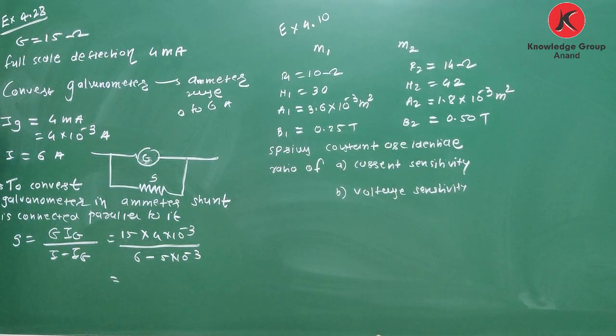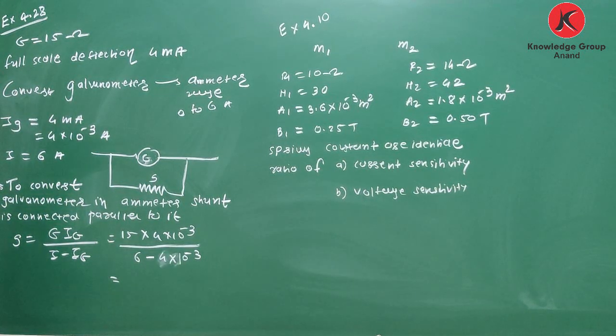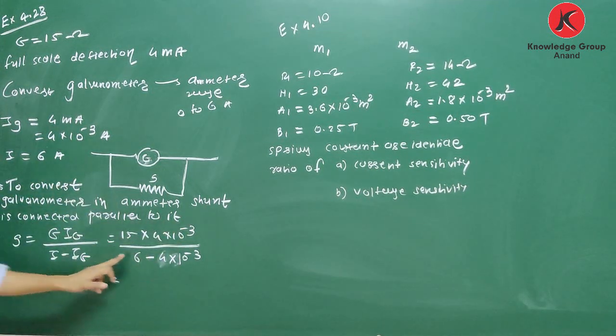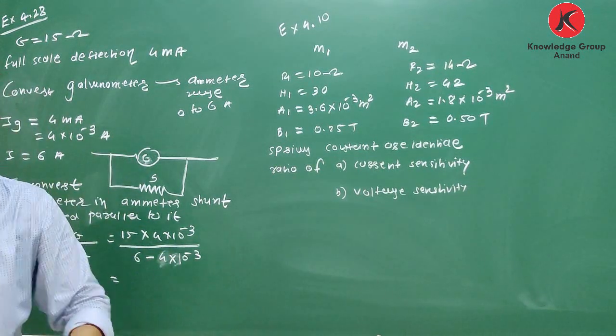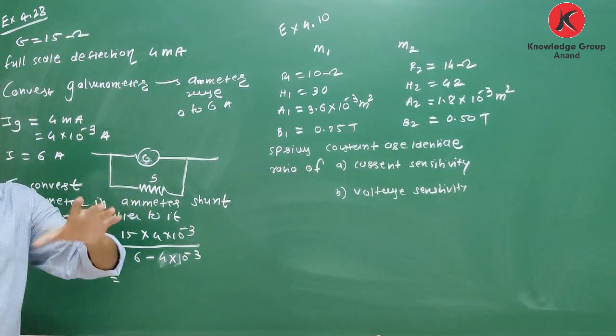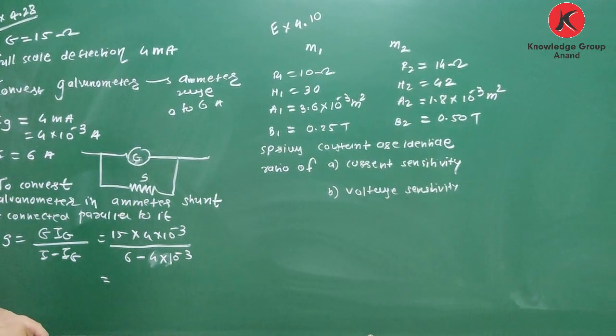Okay. So yes, this is how to convert a galvanometer into an ammeter with the help of one shunt in parallel connection. So G is 15, Ig is 4 into 10 raised to minus 3, I is 6, and Ig means 6 into 4 into 10 raised to minus 3. So how to simplify this? You can easily find. Next question is exercise 4.10.